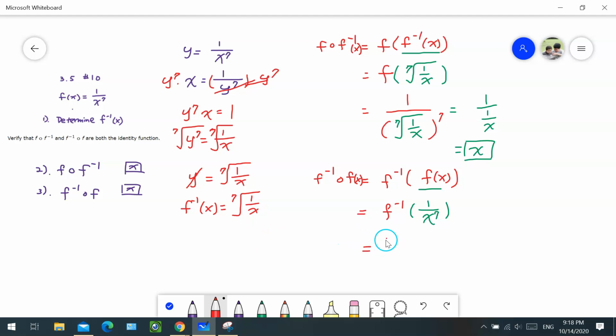So I'm going to copy down the f inverse function, the 7th root of 1 over x. When I write the x, I keep it blank. Now this blank, I'm going to fill in with 1 over x power 7. Alright, now we continue to solve for this one, 1 over x power 7.